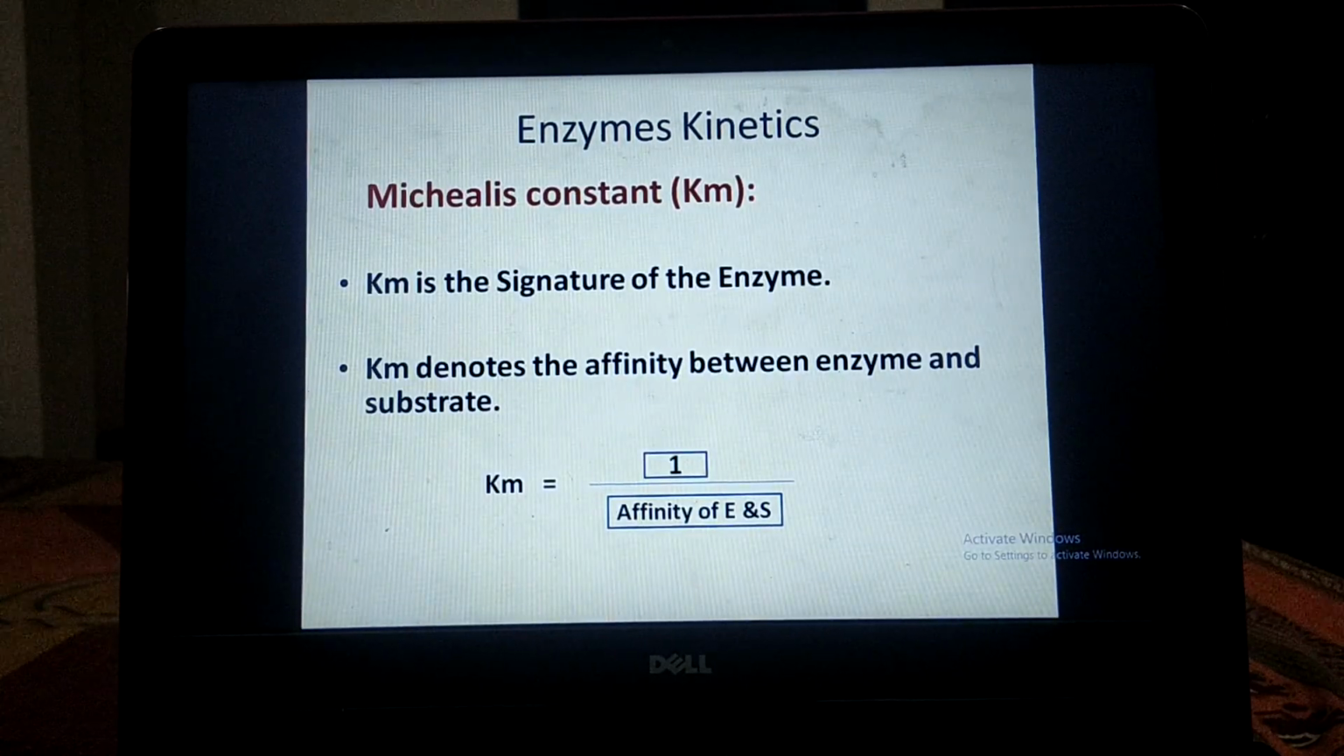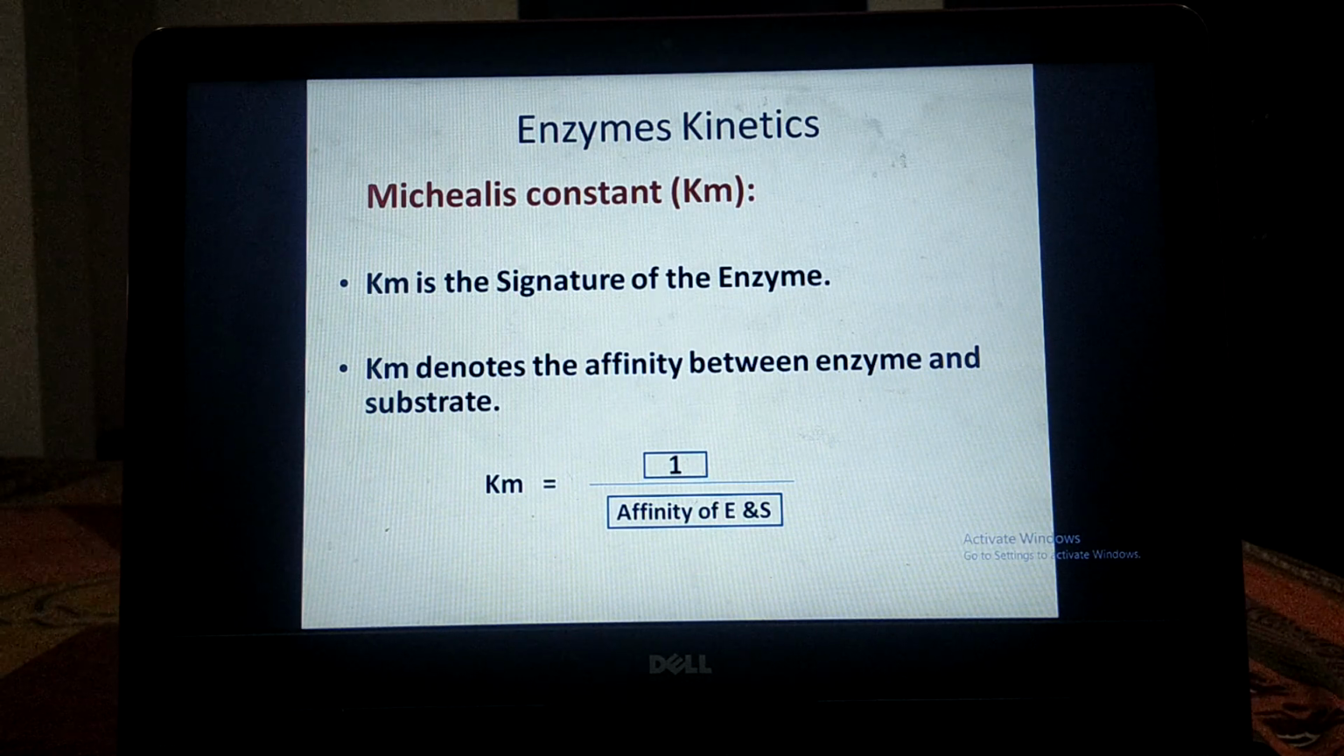Next, Km is the signature of the enzyme. Km is called the signature of the enzyme. Why is it called so? Because every enzyme has its own Km for a particular substrate. Suppose you are given an unknown enzyme and you are asked to identify it, then calculate the Km for that enzyme, and when we get the Km value of the unknown enzyme, from that Km value you can find out the particular enzyme. Therefore it is called a signature. Just like bank persons identify their customers by their signature, similarly, by identifying the Km you can identify the enzyme. Hence it is called the signature of the enzyme.